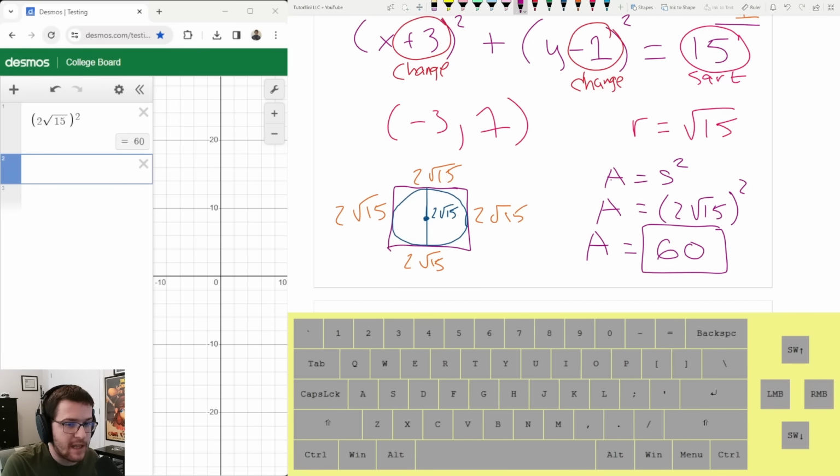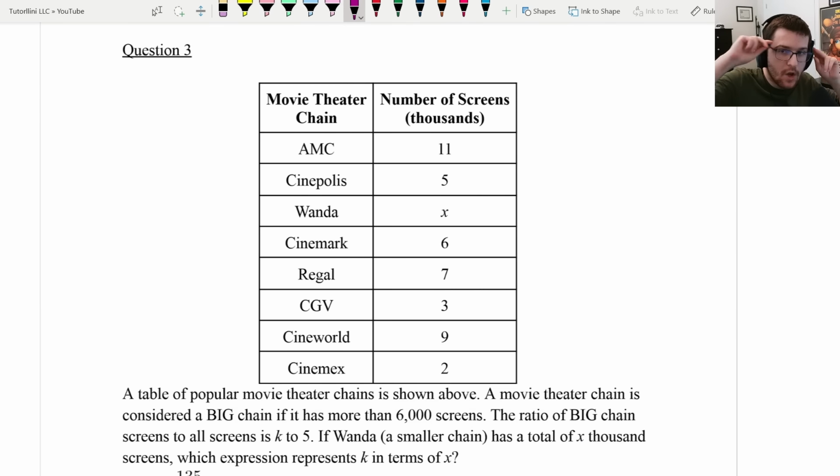All right, let's move on to question 3. Okay, everyone, for question 3, this is something I haven't included in this series yet, so I really wanted to. It's something that tons of people forget because it's something you learn about in middle school.